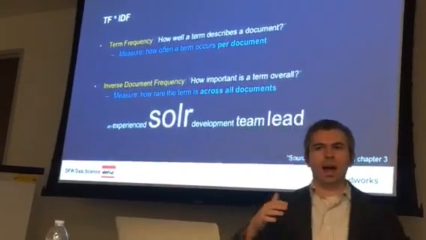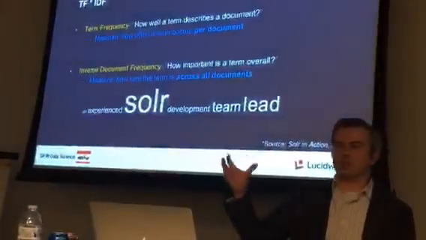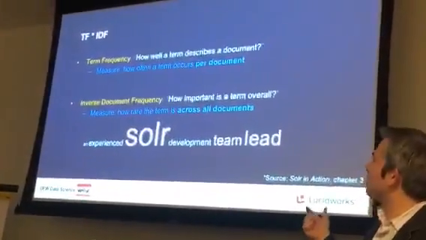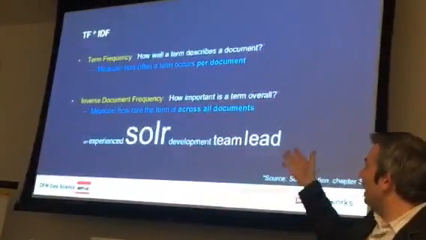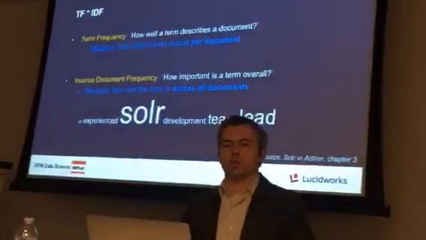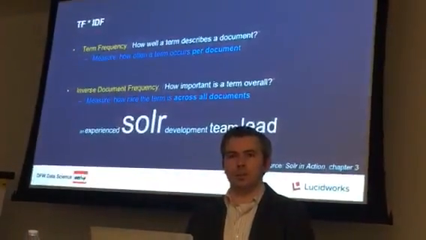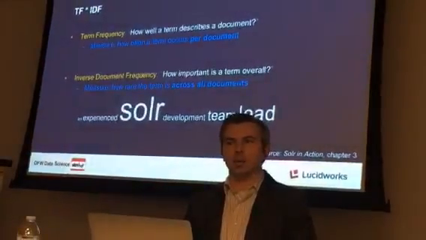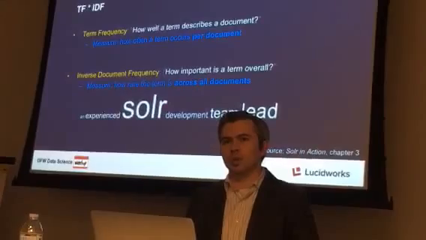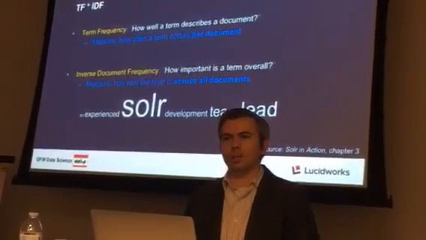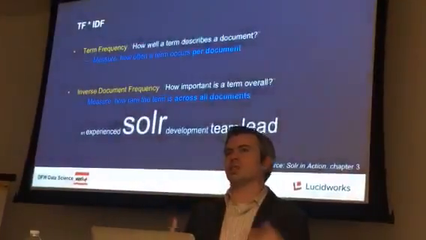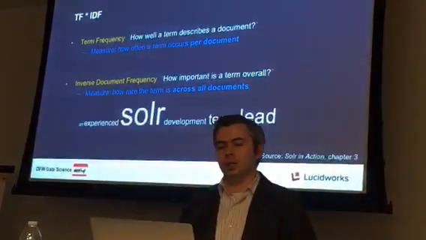So getting away from the math and just focusing on conceptually how this stuff works. Term frequency describes how well a term describes a document. So it's measured by how often a term occurs per document. So if I've got a document with 100 words and it has the word Obama in it, and I have another document with 100 words and it has the word Obama in it 10 times, which one is probably more likely to be about Obama? The one that has it 10 times, because statistically it seems to be more about Obama.